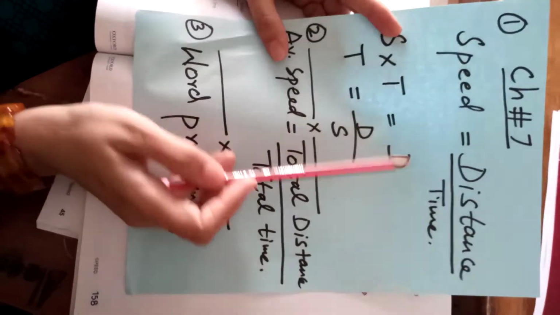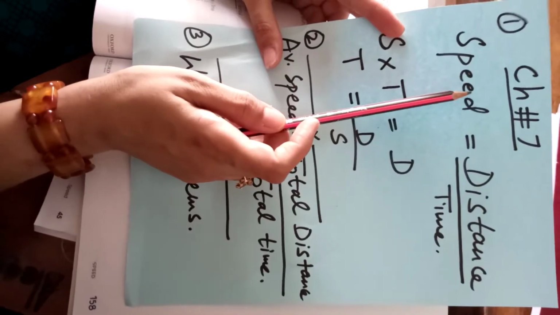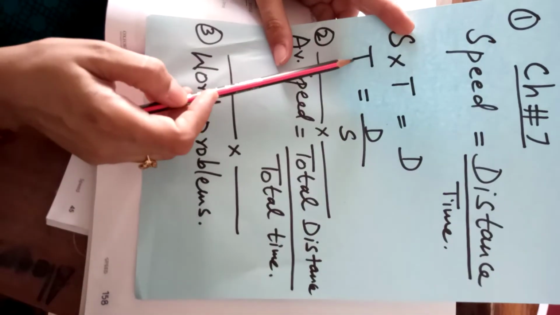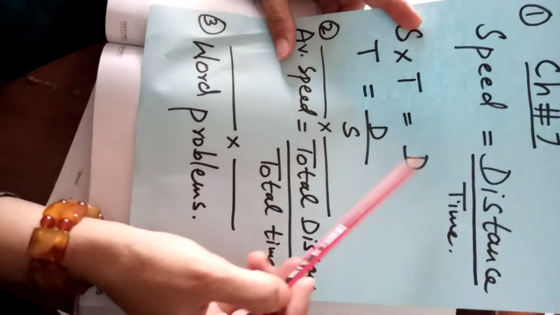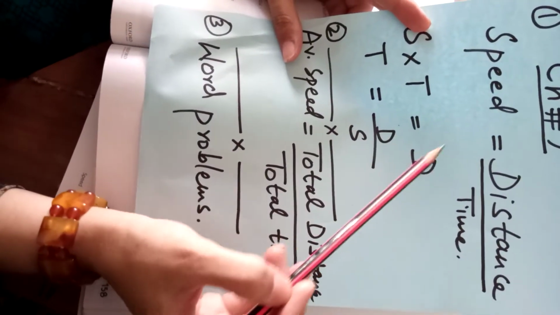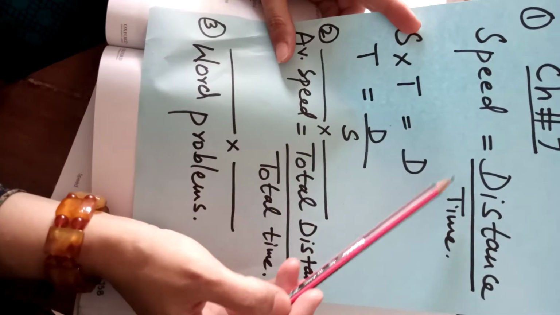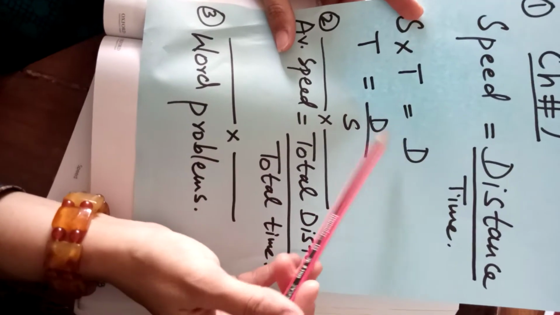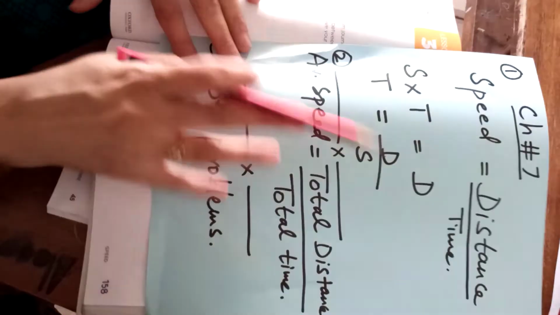This is the distance. And if you want to find the time, what will you do? You will shift the time here and speed here, so the formula becomes time is equal to distance upon speed. So these three things are related to each other: speed, distance, time. If you know one formula, you can easily find the other two things according to the questions. This is lesson number 1.